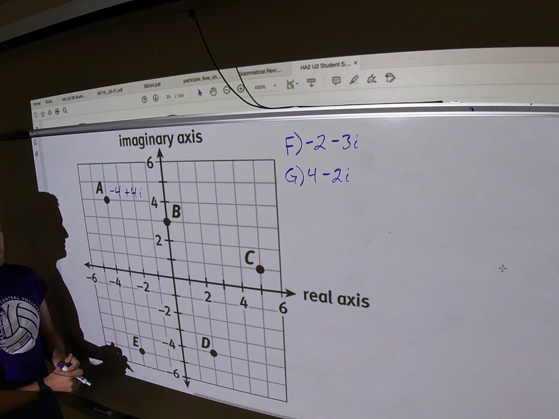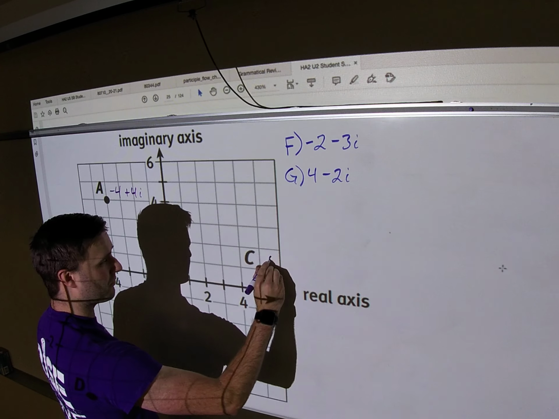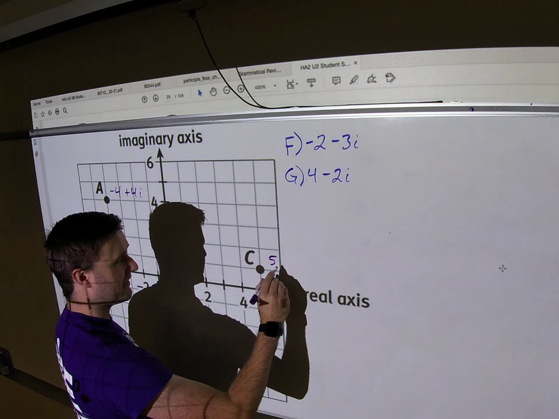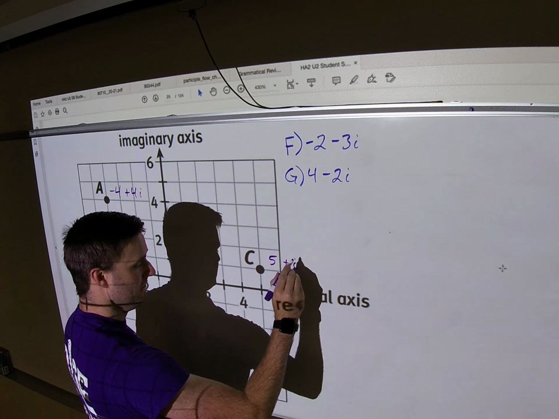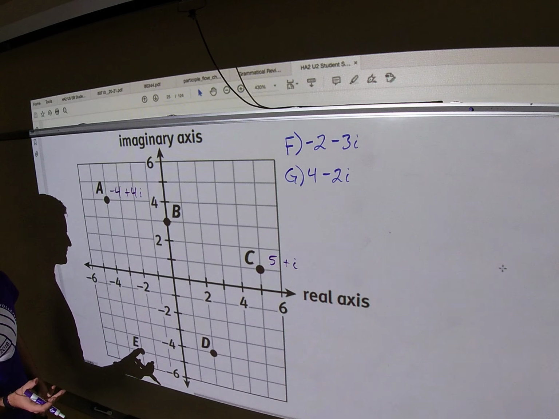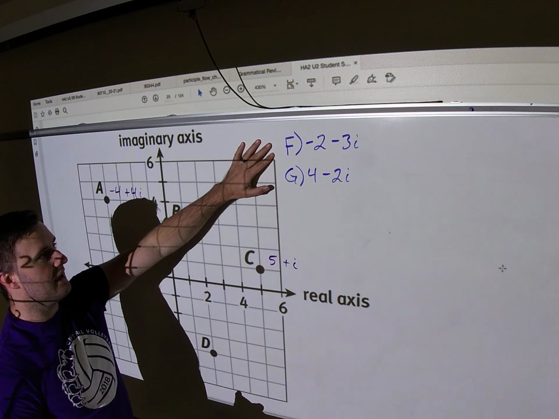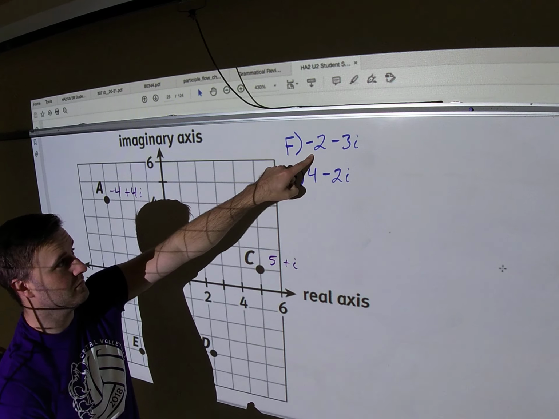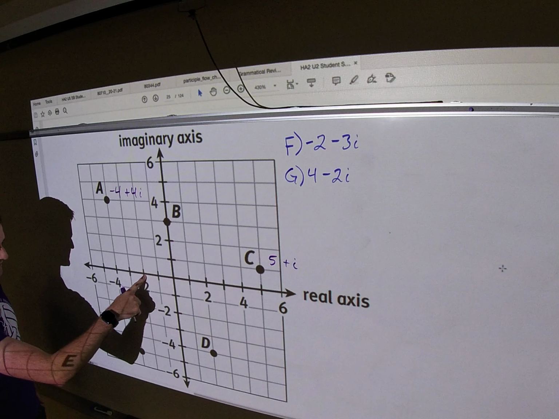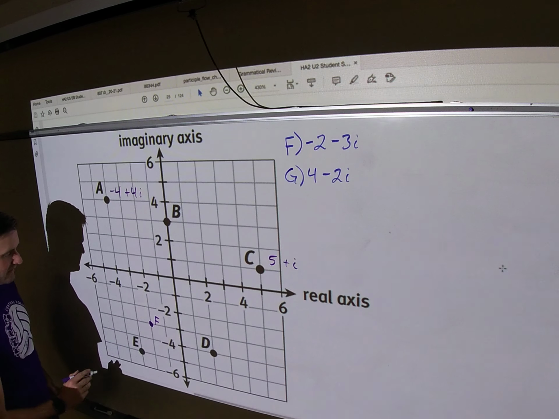Let's just maybe do letter C, and then we'll be done here. And so if we go to the right 5 on our real axis, that's a positive 5. And if I go up 1 on our imaginary axis, up is plus, and we're going to have a 1i. So this would be 5 plus i. Now in the same way, let's go ahead and plot letters F or G. So letter F, I'm going to go left 2 on the real axis, down 3 on this imaginary axis, and this point right here is going to be labeled F.